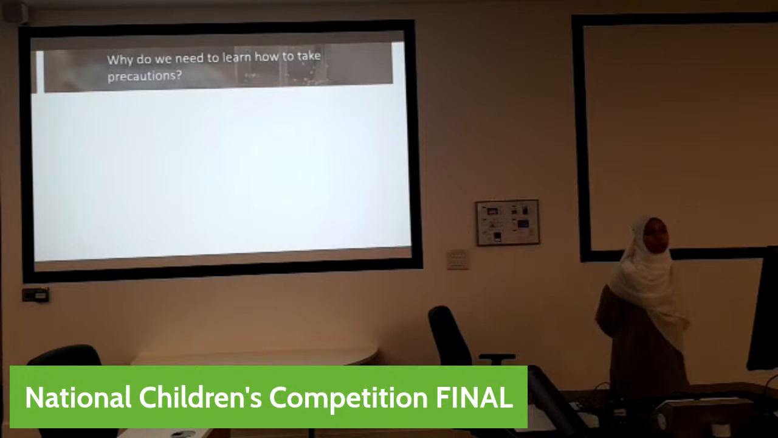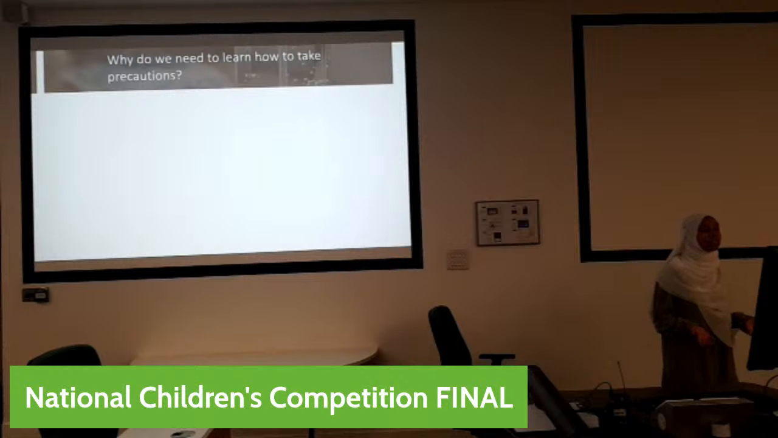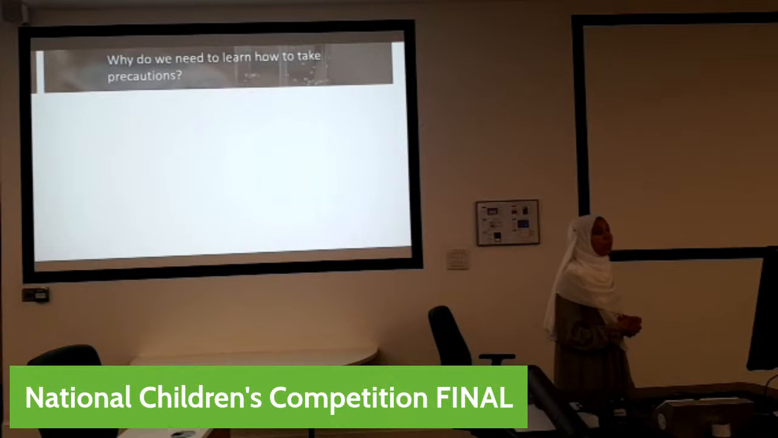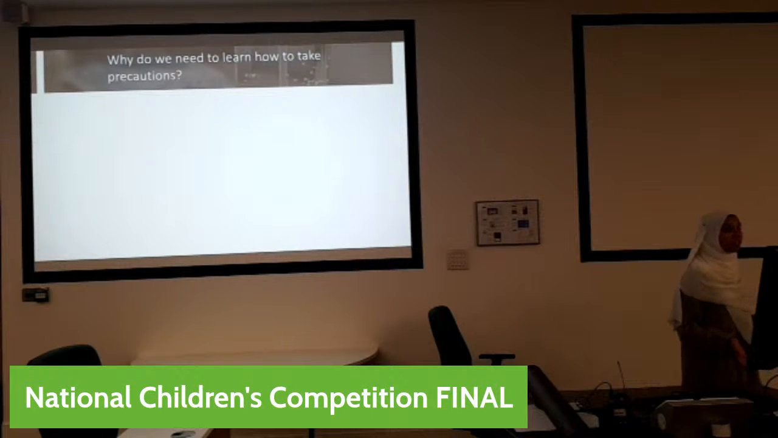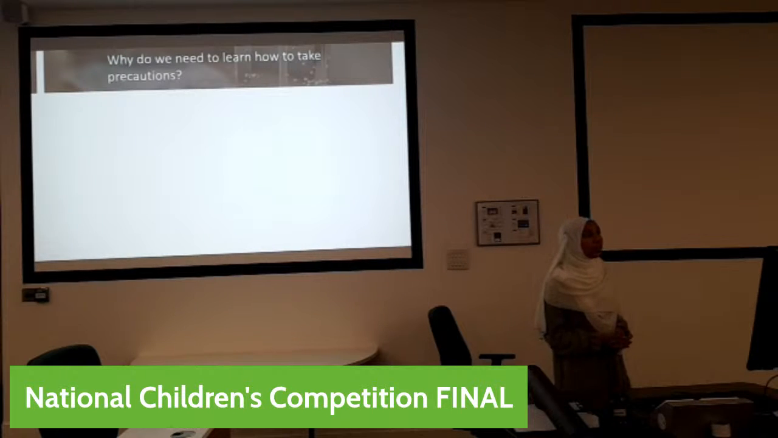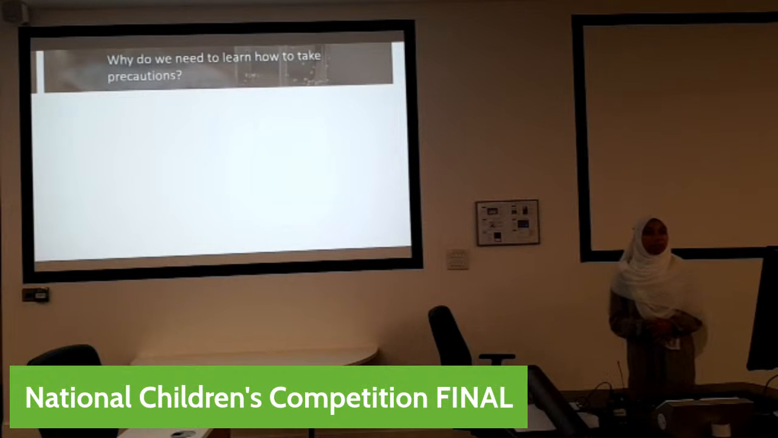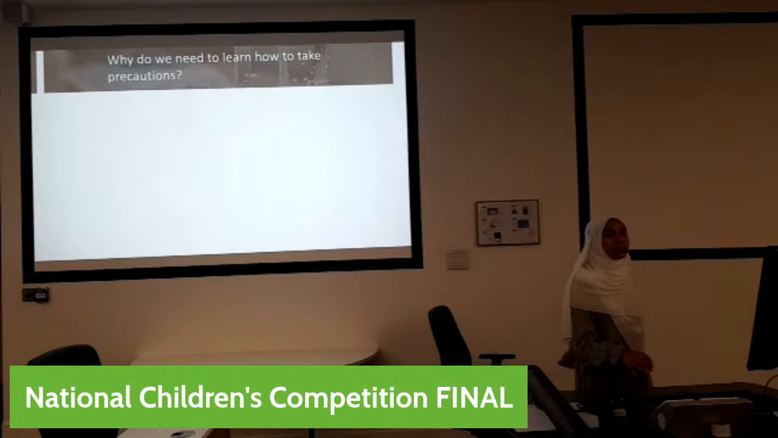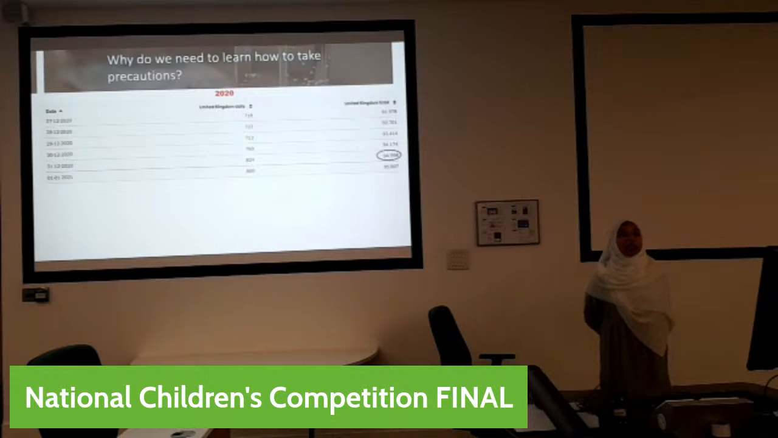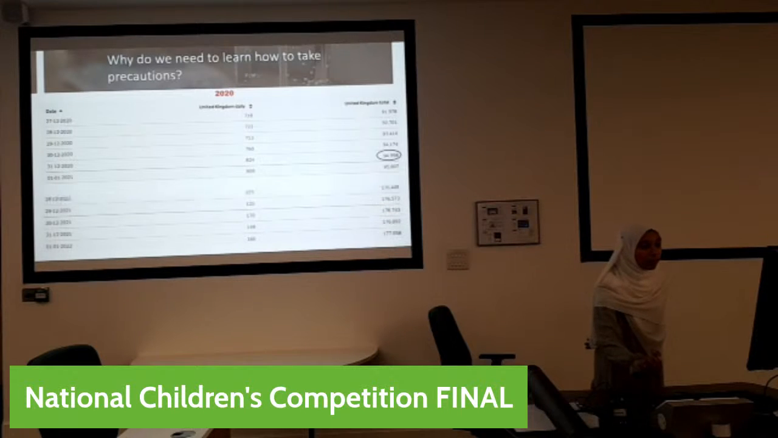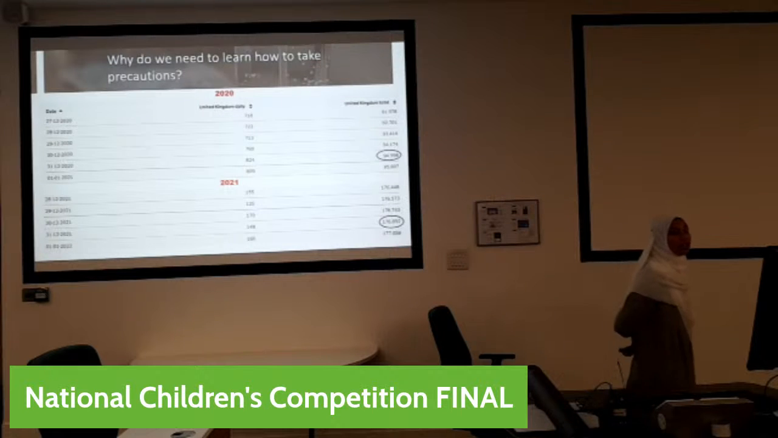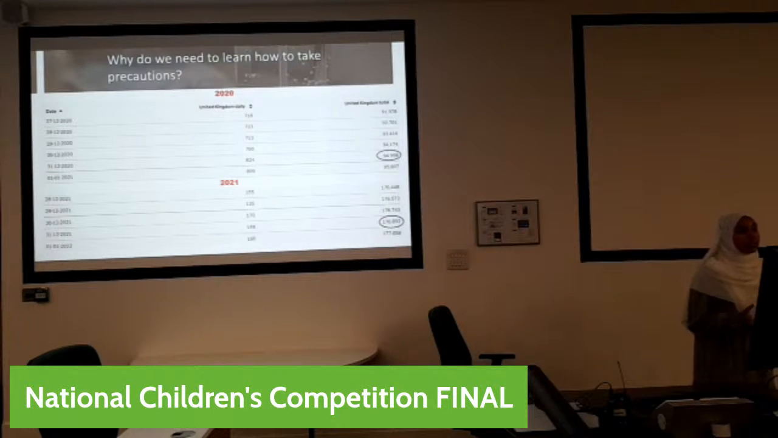Why do we need to take precautions? Well, so far, COVID-19 has taken 165,000 lives in the UK alone. To break this down, the highest number of COVID deaths in the UK was on the 19th of January 2021, when 1,487 deaths were reported. By the end of 2020, 94,998 deaths were reported. By the end of 2021, 167,892 deaths were reported, a whopping 82,000 additional deaths.